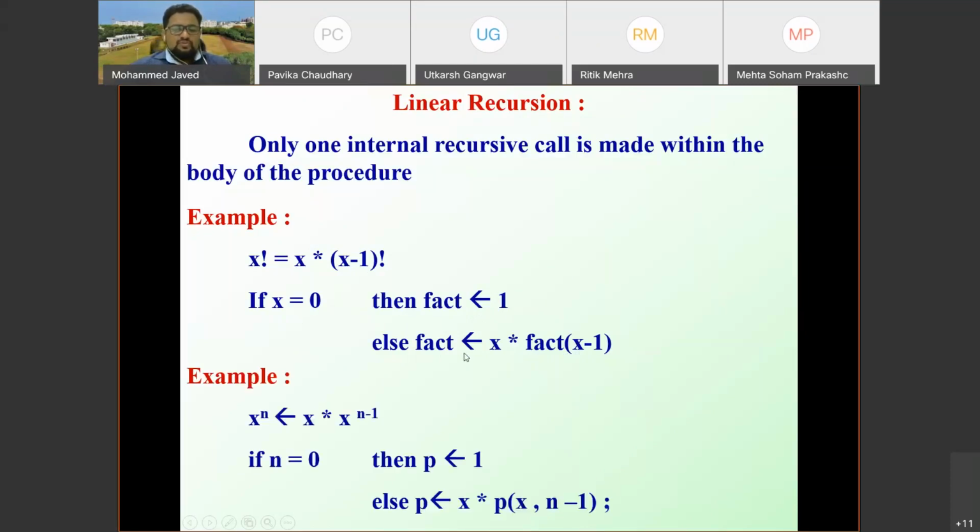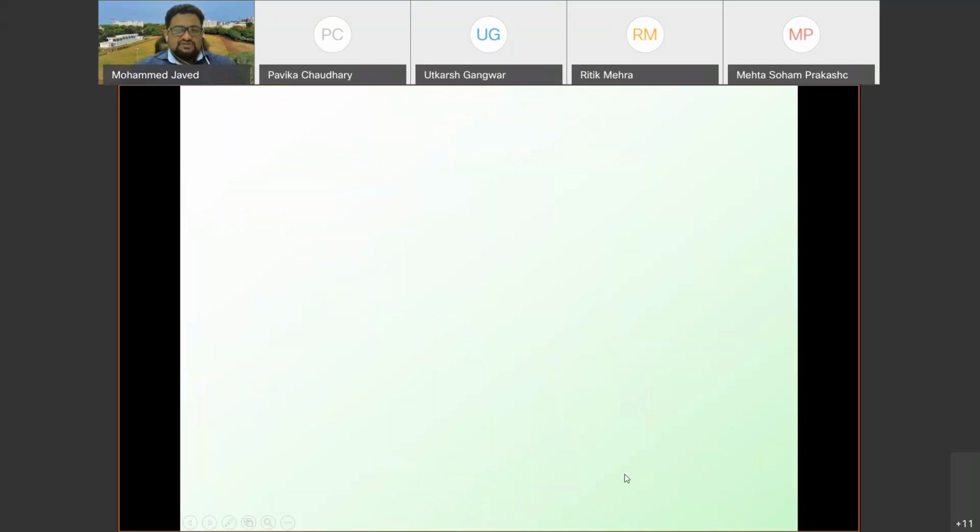Another example would be that we want to find x power n. So x power n can be written as x into x power (n minus 1). In general, we can write: if n equals 0, then p is equal to 1, else p is equal to x into p of (x, n minus 1). This is the recursive call, and this recursive call is linear recursion.